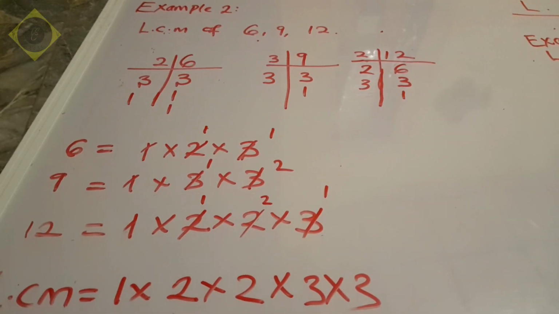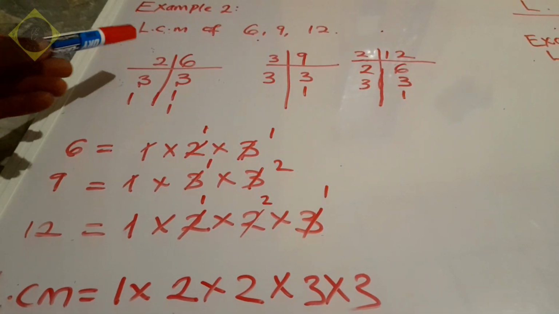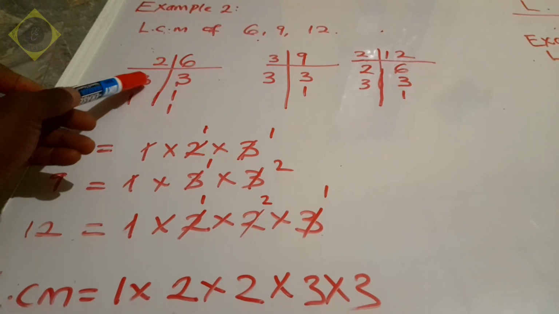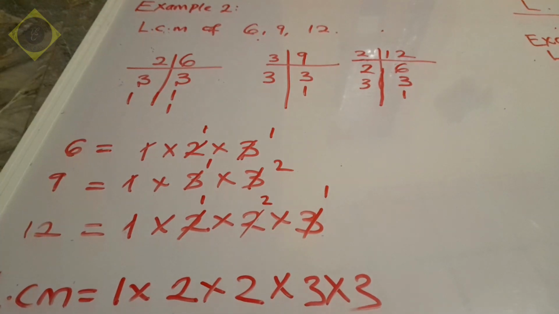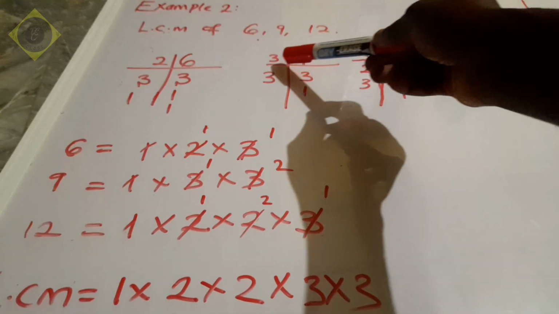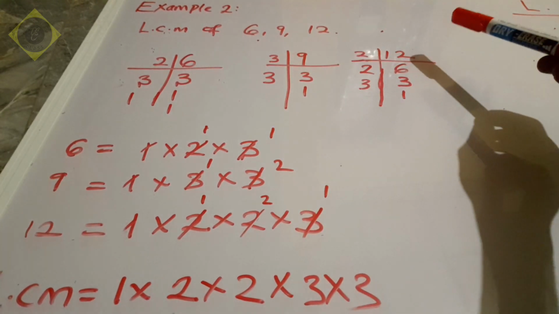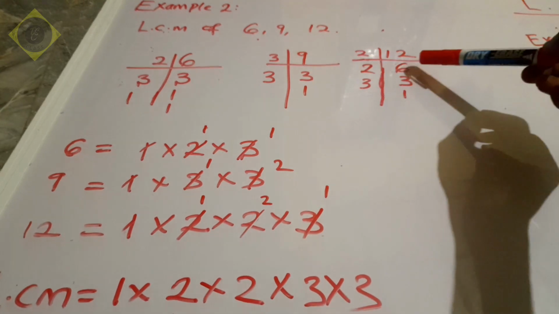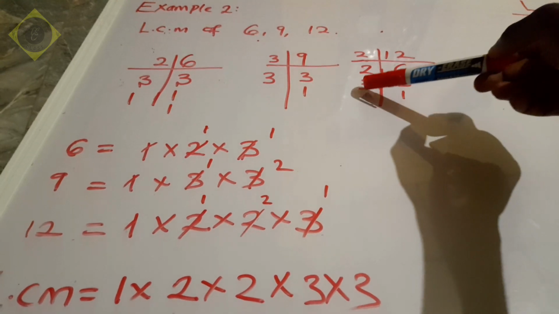In the second example here, we have LCM of 6, 9, and 12. So the first number is 6. 6 divided by 2 is 3. 3 divided by 3 is 1. So that is the prime number. Then the next number is 9 divided by 3 is 3. 3 divided by 3 is 1. Then the next one is 12. 12 divided by 2 gives us 6. 6 divided by 2 gives us 3. 3 divided by 3 gives us 1.